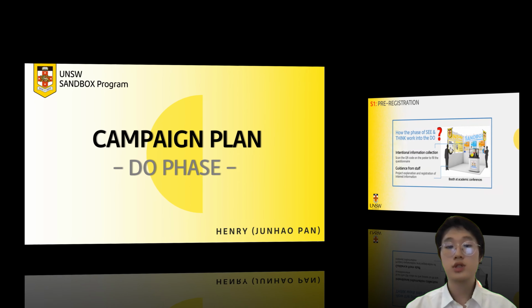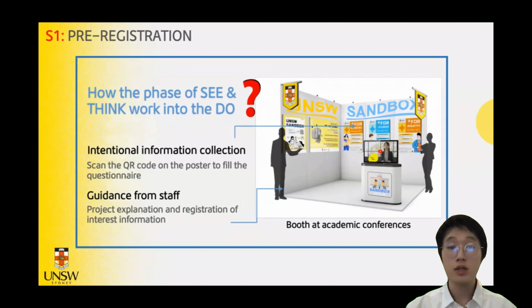First of all, I want to talk about the first stage, which is pre-registration. We always think about how the See and Think phases work into the Do phase. So we will set up a booth at academic conferences. This booth will not only convey our brand information to our visitors, but it will also collect information from people who are interested in our program.